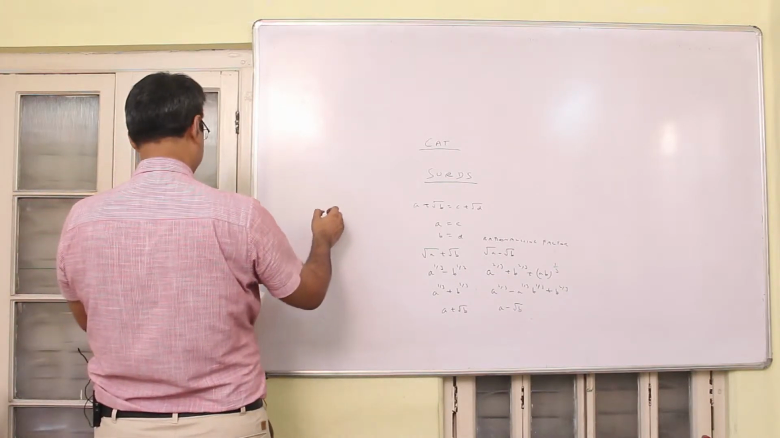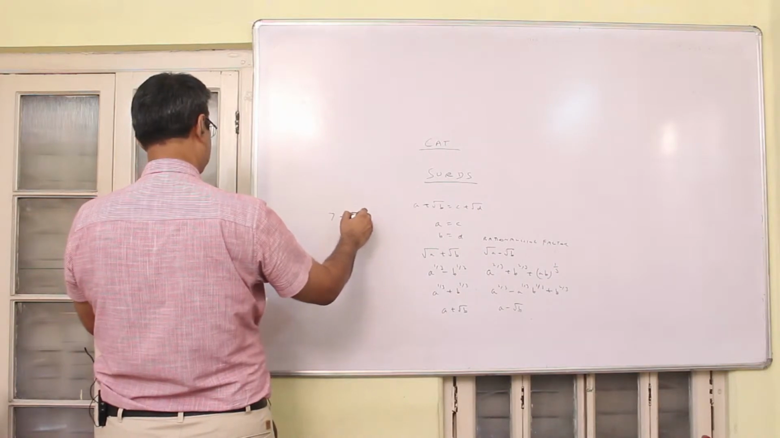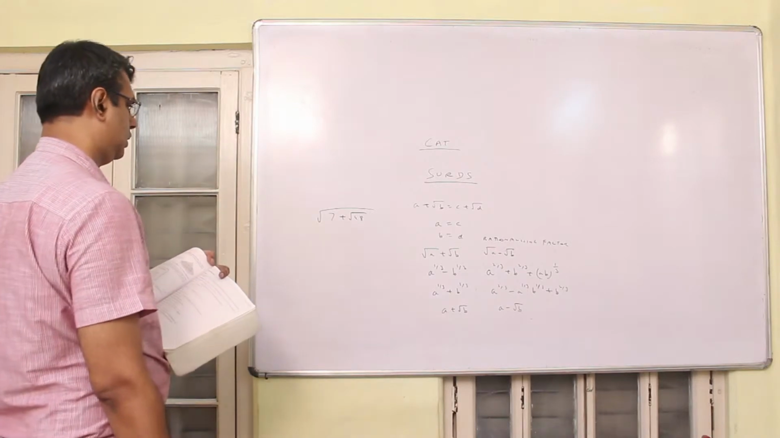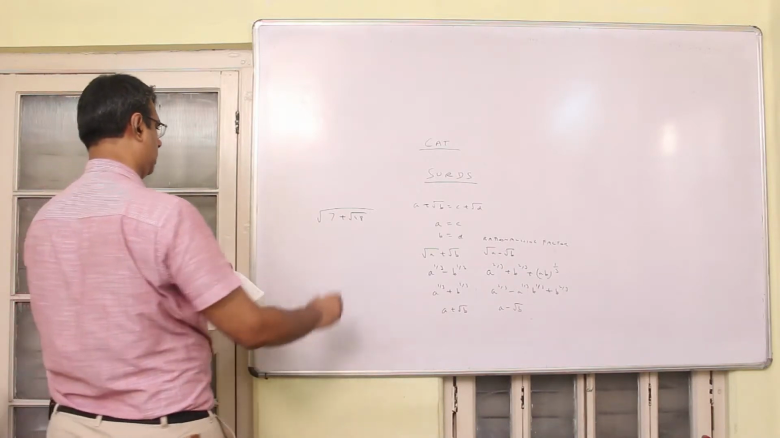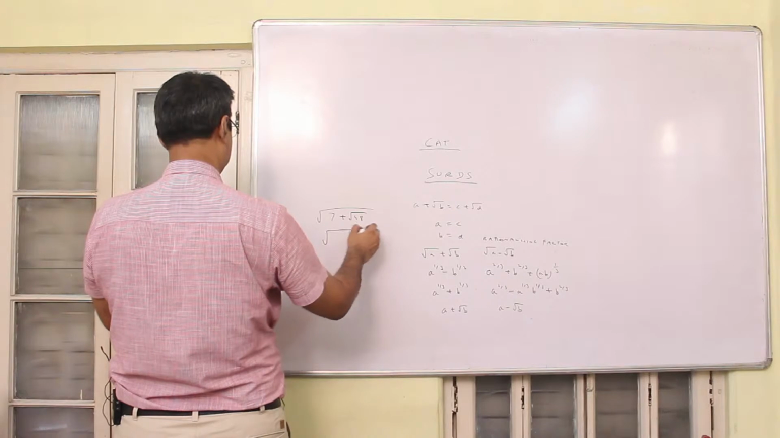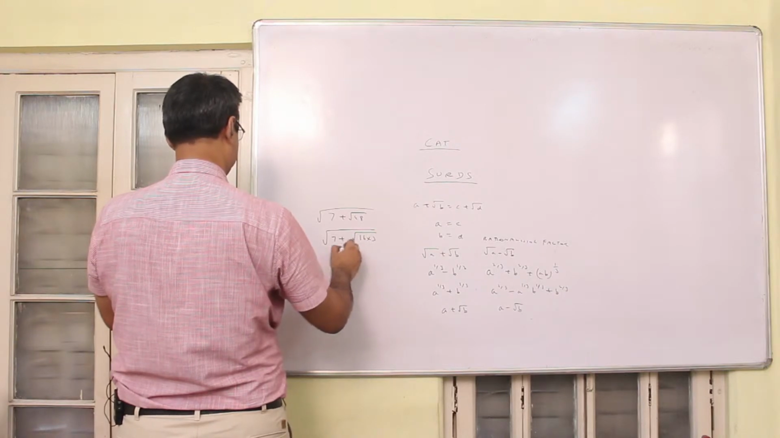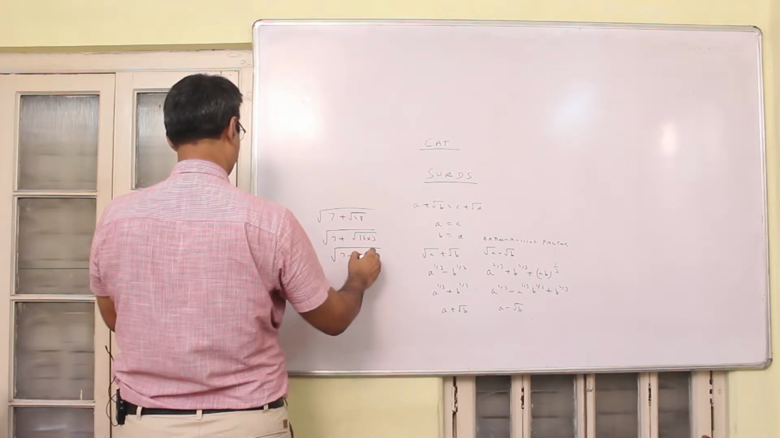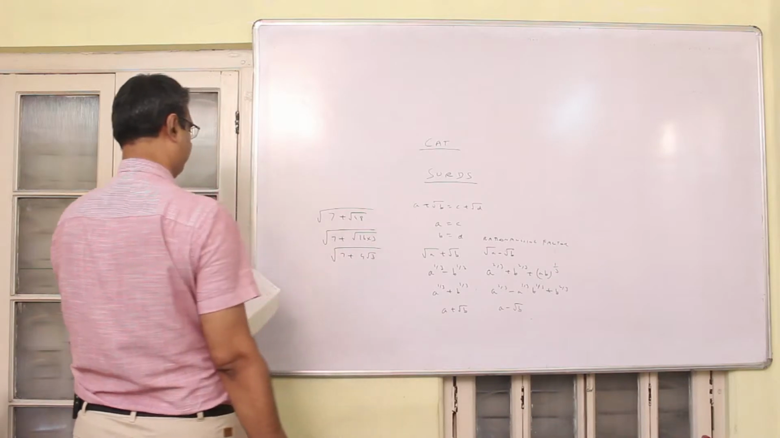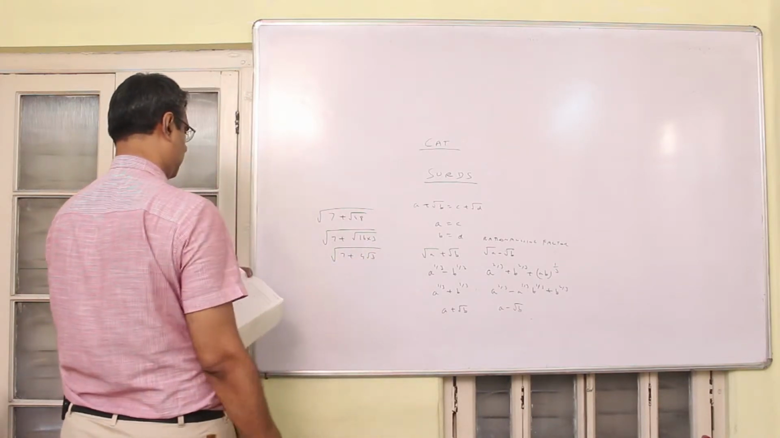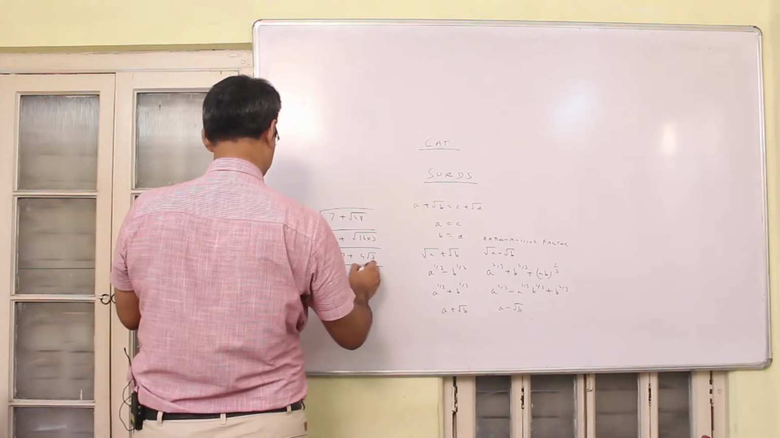Suppose you are asked to find the square root of a surd. Suppose you are told to find the square root of 7 plus root 48. So you express root 48 like this, 16 into 3. So you know that square root of 16 is 4. So it will be 7 plus 4 root 3.